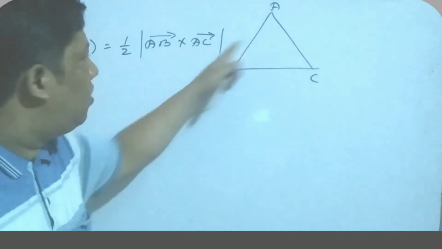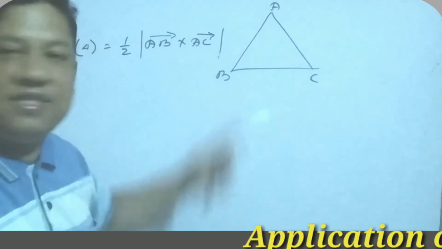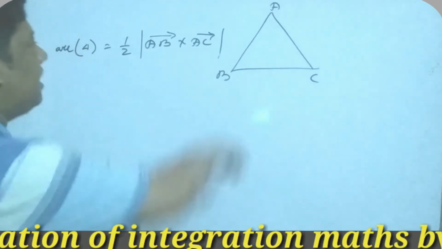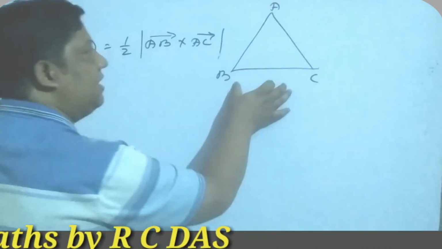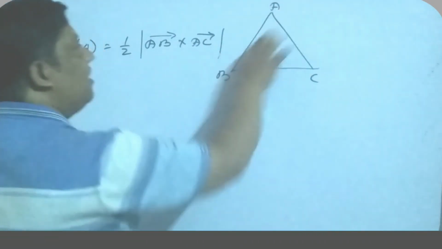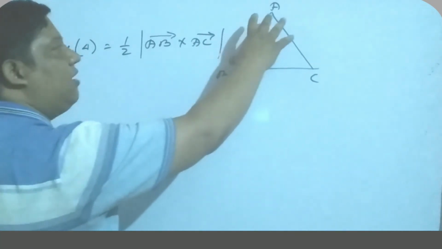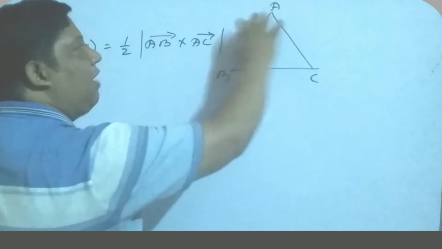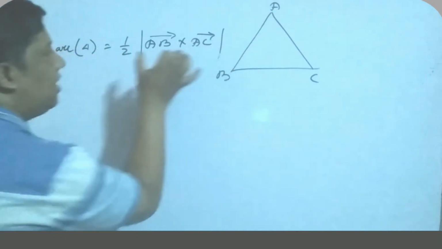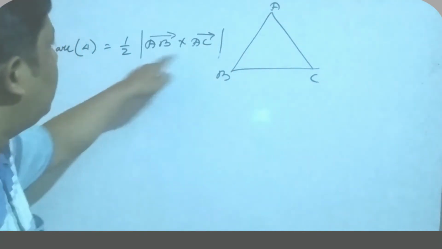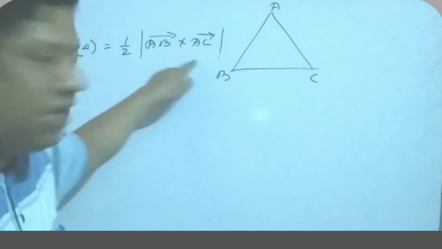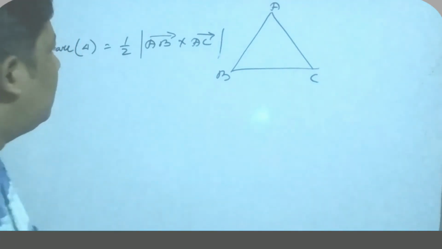Okay, my students, if you want to find the area, you can use this property: half of AB cross AC, no need for BC, just AB and AC. At first, you have to find the position vector of AB. After that, AC. After that, you have to find the cross product. After that, you take the magnitude, and that gives the area.